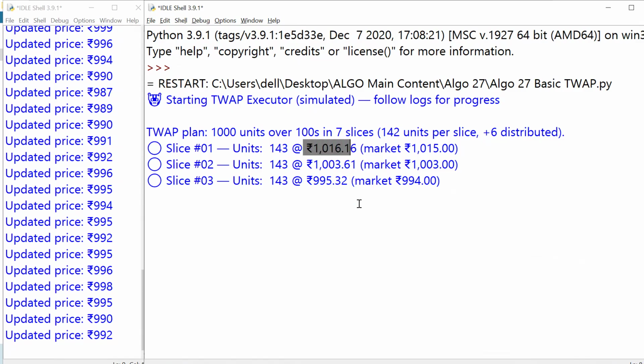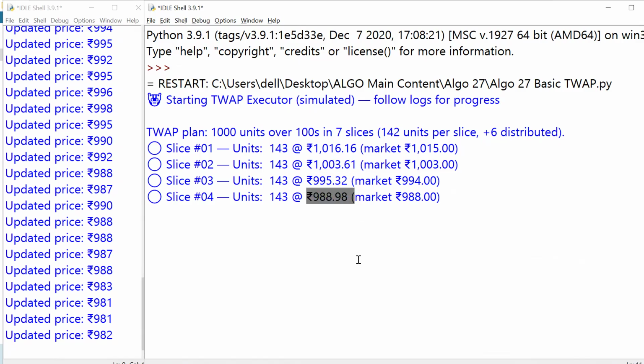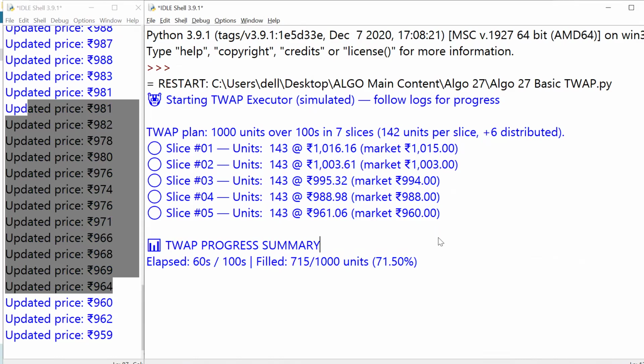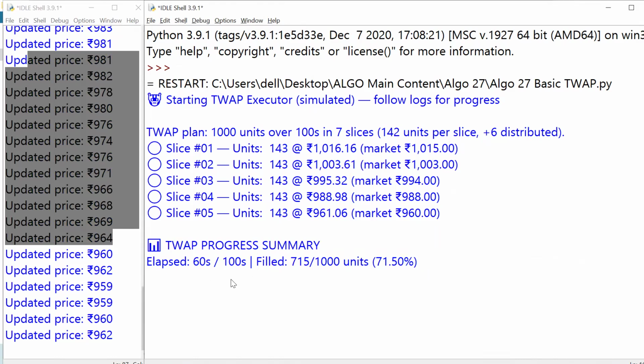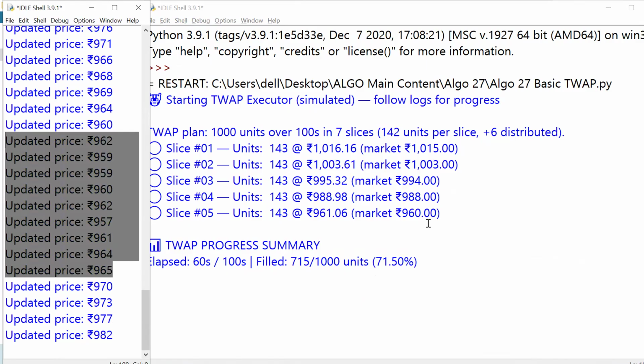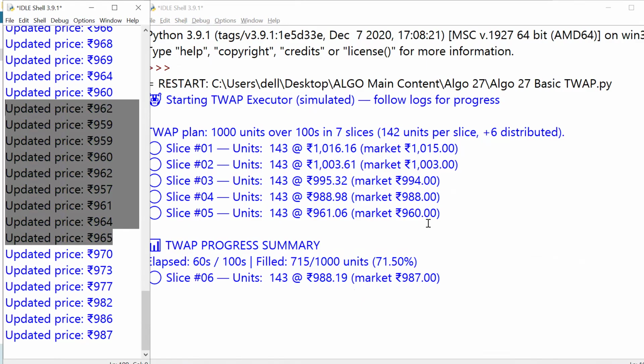The first slice is taken at 1016. We are buying that. And the major advantage is we get the average value, which is always the better value if the price is moving down for the buy option. See the best way we are getting the output. We have no control over it. The market is falling like anything. We got this slice. 60% of the work is completed, and we are getting better prices as the market is falling. For each slice, we are getting better prices.